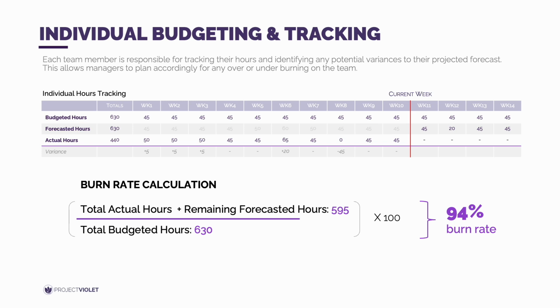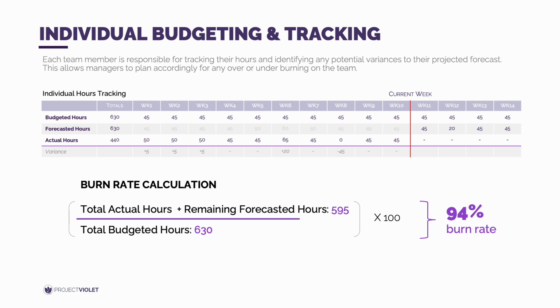So what does that mean? Well, 100% means you're perfectly on pace with what was budgeted. Over 100%, you're burning too fast, meaning we may run out of budget. And under 100%, you may not be hitting the expected effort levels. This burn rate is how managers keep an eye on how the team is executing against the budgeted hours to hit the revenue and subsequent margin targets for the project.